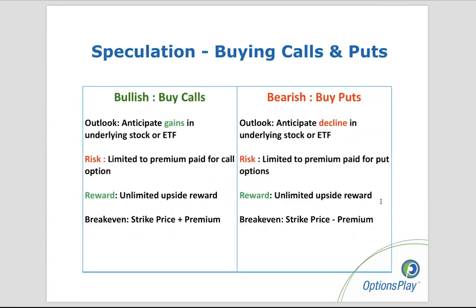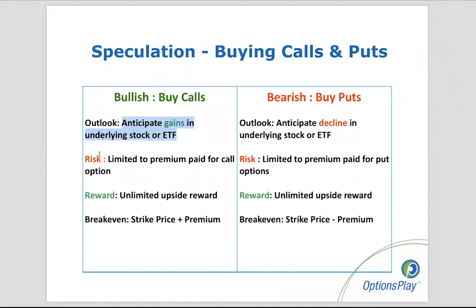Next, let's talk about speculation, buying calls and puts. So this is getting a little bit deeper into what buying a call and buying a put looks like. Buying a call, like we said before, is the bullish view. So if you're bullish on any stock or ETF, you can buy a call on that stock or ETF. And the outlook for doing this is you anticipate gains in that underlying stock or ETF. So if you have a stock that's trading at 100, and you think it's going to go up to 110 in the next month, you can buy a call option. You can buy a 2-month call option that will allow you to profit if the stock goes up $10 over the next month.